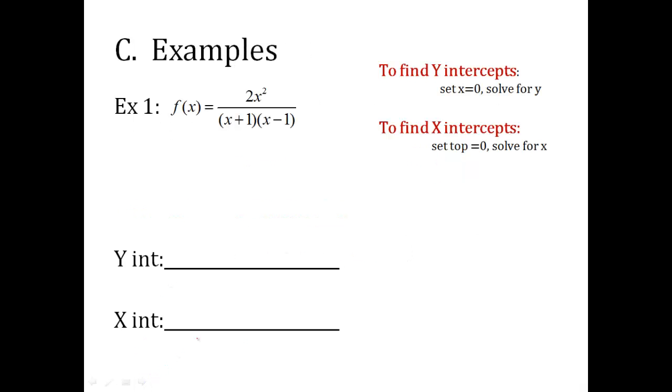All right, so here's some examples. We're going to find both kinds, so I put a reminder up here. f of x equals 2x squared over (x plus 1)(x minus 1). It's already factored for me, which is nice.